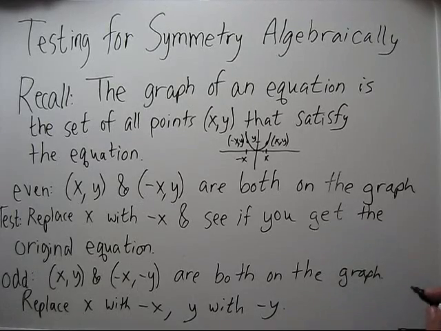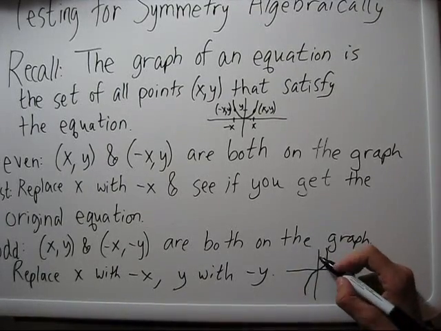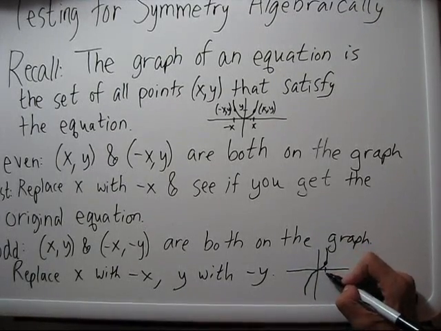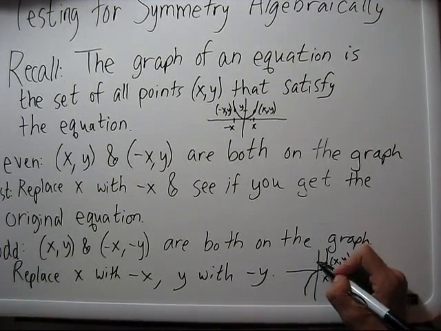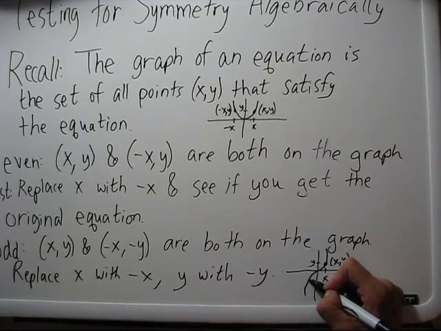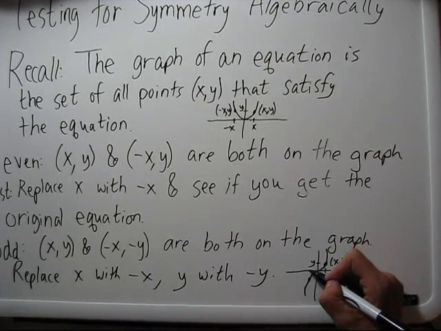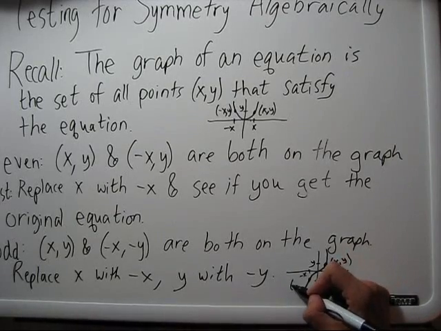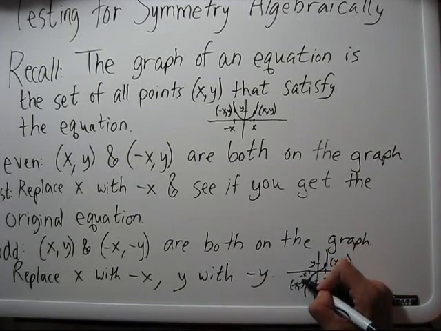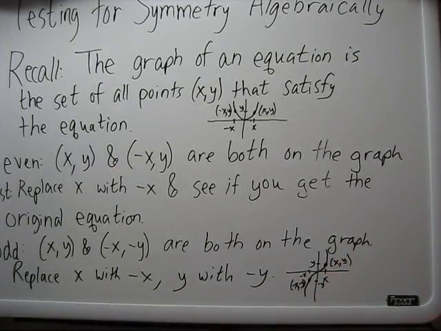Now if it's odd, say it looks something like this. If you have ordered pair x, y on there, so x and y, you're going to have negative x and negative y also on there. So a way to test if something's odd is replace x with negative x and y with negative y in your equation and see if you get back your original equation.